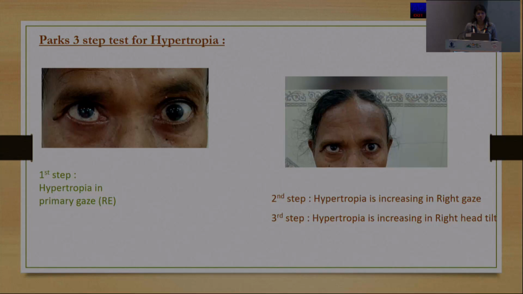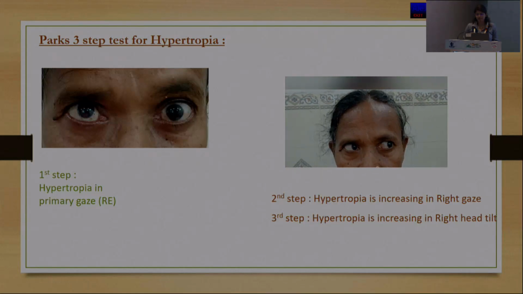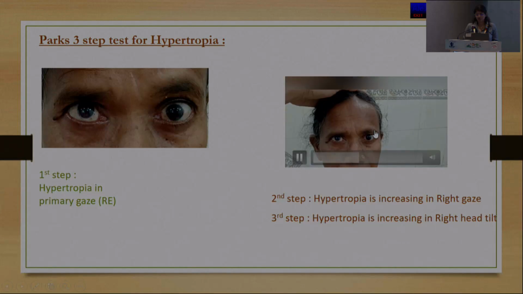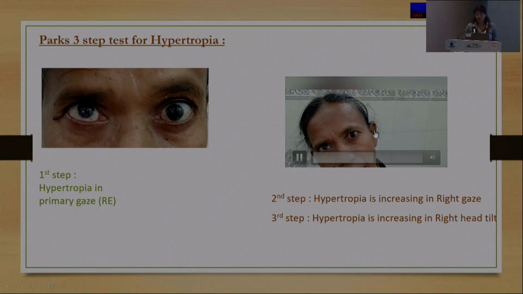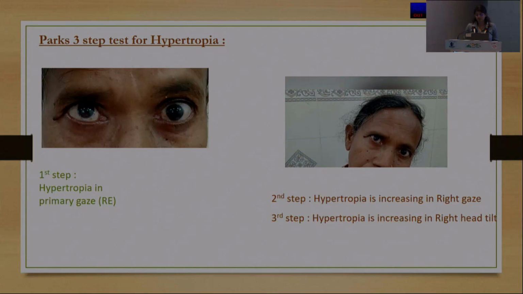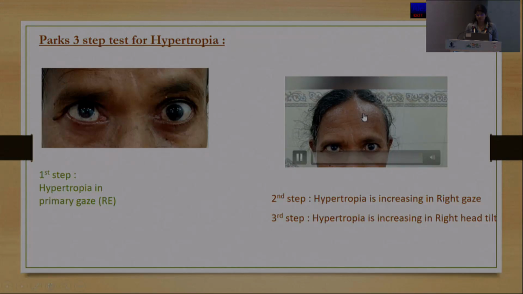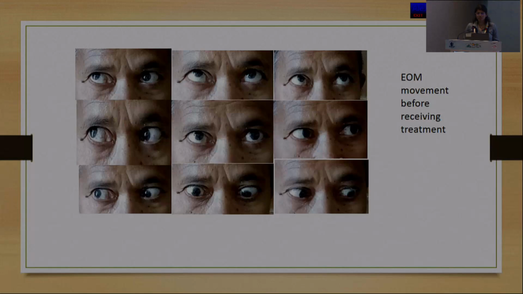For the right eye hypertropia, the Parks three-step test was performed. In the first step, in primary gaze there is right eye hypertropia, and in the second step hypertropia is increasing in right gaze and also increasing on right head tilt. This is the extraocular muscle movement before receiving the treatment.